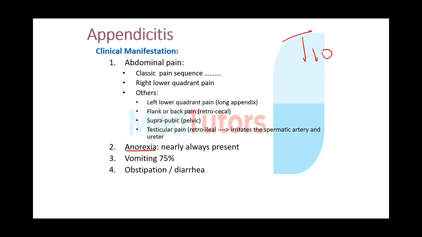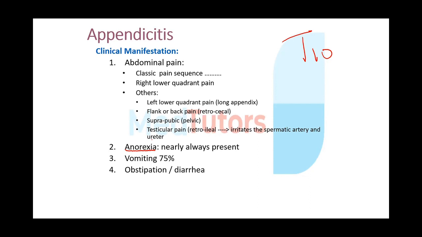Now they vomit. Vomiting is usually seen in about 75% of patients with acute appendicitis. However, this vomiting, as we mentioned, is not frequent. It is 1 or 2 episodes of vomiting, which is of recently ingested meal, non-bilious, and this is as a result of pylorospasm.